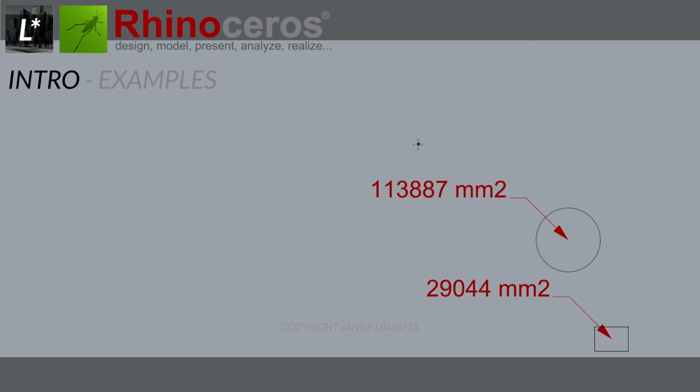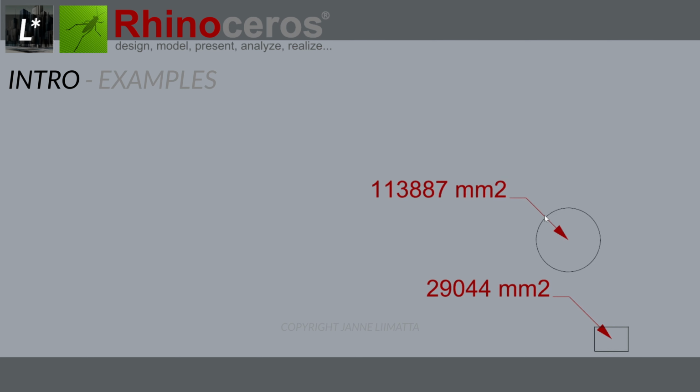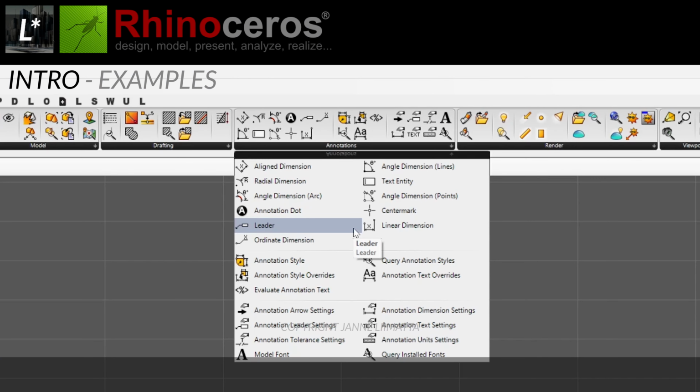Hello. It is time to elevate your Grasshopper skills again. After watching this video, you will be able to create parametric leaders for your Rhino models using native Rhino 8 Grasshopper. We will be covering leader and annotation leader settings components. They can be found in the Rhino tab's Annotation section.